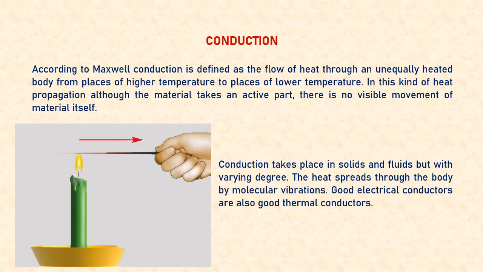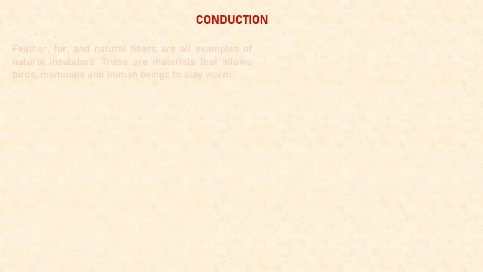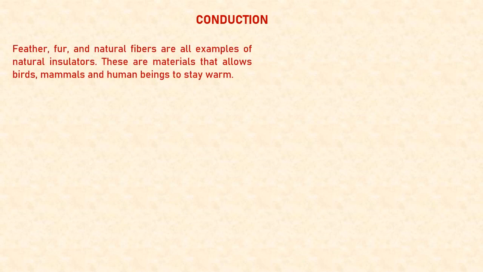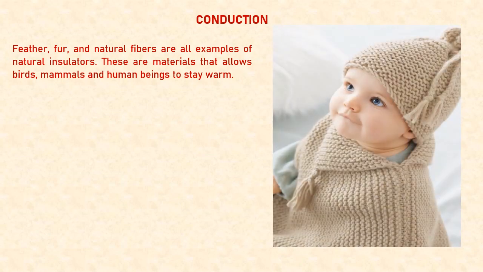Now, good electrical conductors are also good thermal conductors. So metals being good electrical conductors, they are also good thermal conductors. Feather, fur, natural fibers are all examples of natural insulators or the bad conductors of heat. These materials allow birds, mammals and human beings to stay warm.